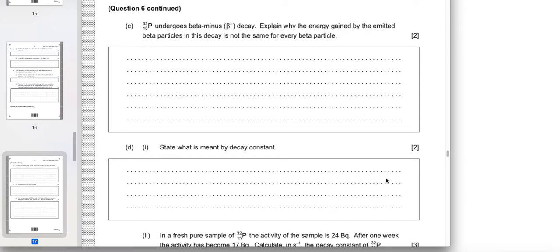Is it clear? So when energy is shared, the energy of the beta minus particle is not always the same. So you have to refer here to the existence or production of the electron antineutrino.